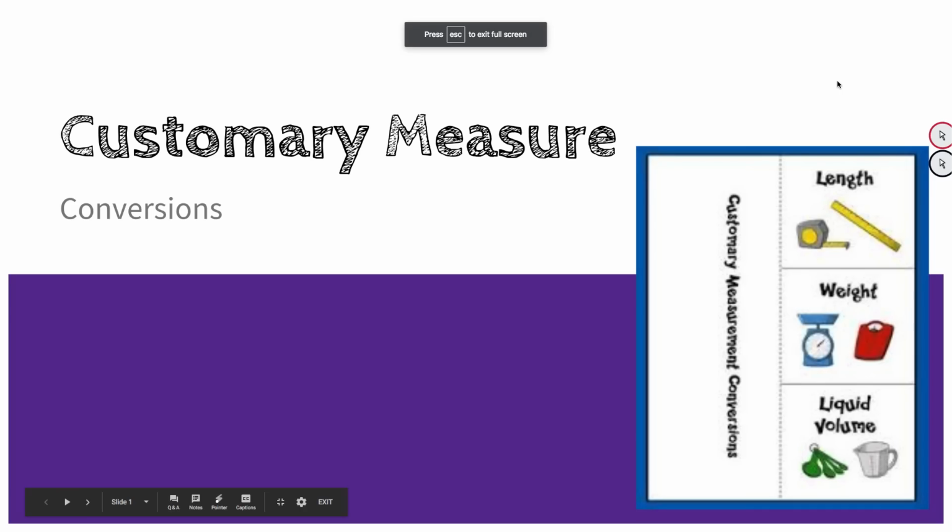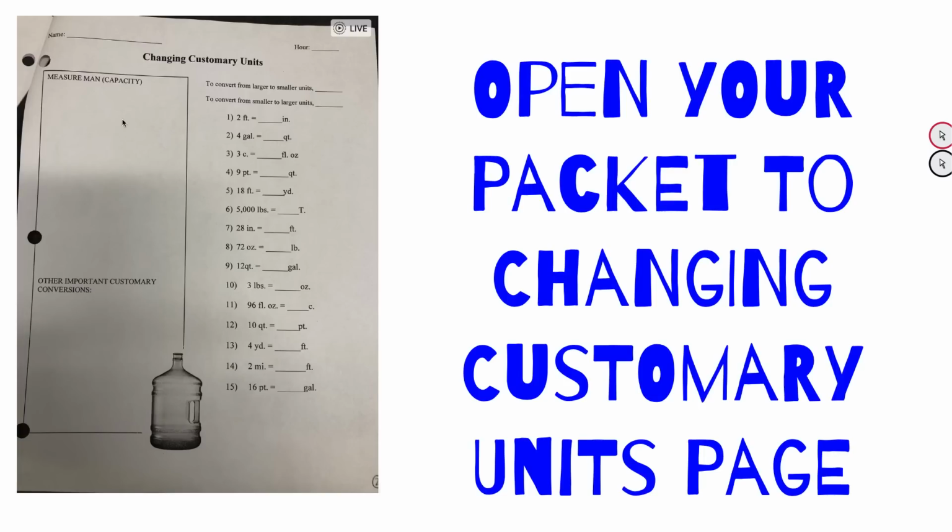Okay, this is Miss Sandin here to teach you about customary measure conversions. Notice we can convert length, weight, liquid volume, and all sorts of things. And we're talking about this customary system, which, as you'll see if you open your packet to the customary units page, they are all United States systems that we use, such as inches, feet, quarts, gallons, ounces, and cups.